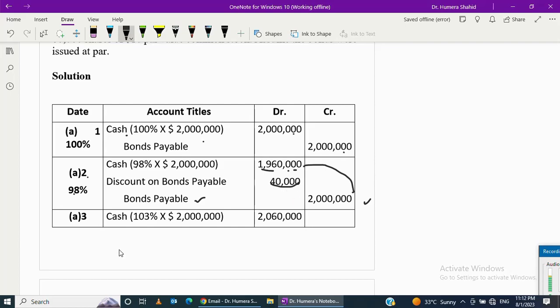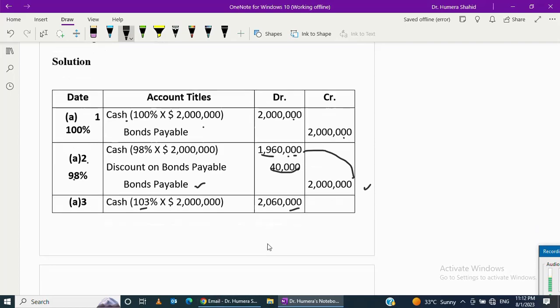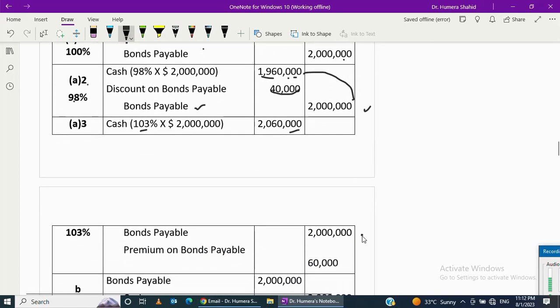Point number 3 was you issued them at 103. 103 means it was at premium. So cash gets debit with 103% of 2 million, so that comes up to 2,060,000. Bonds payable gets credit again with its face value. And the extra money which you are charging, that is premium on bonds payable. It's over here, it's a typo.